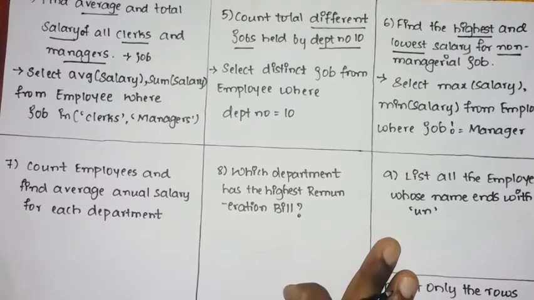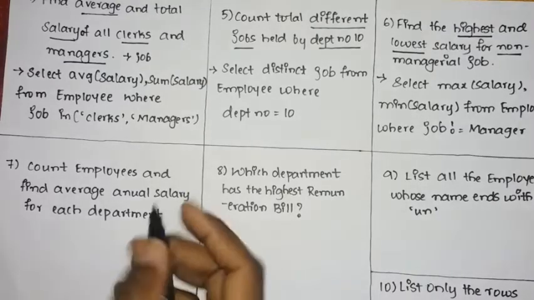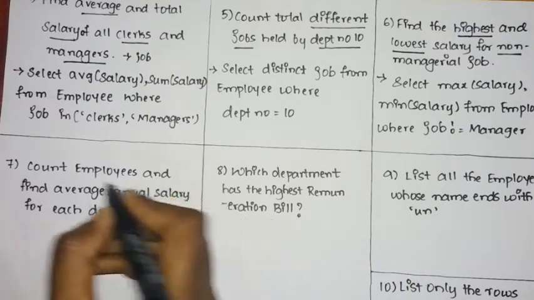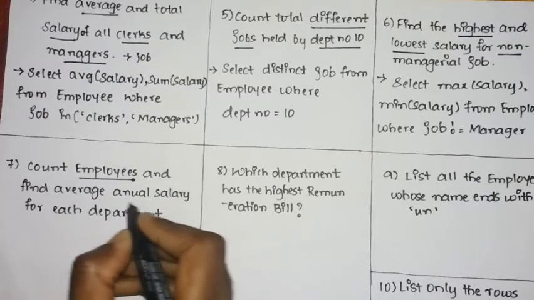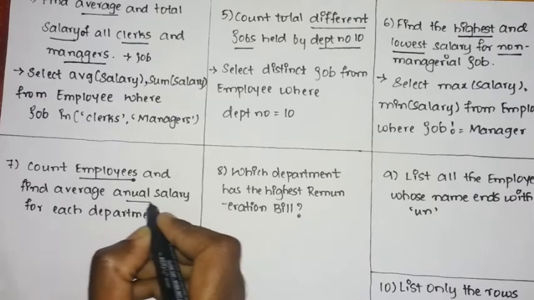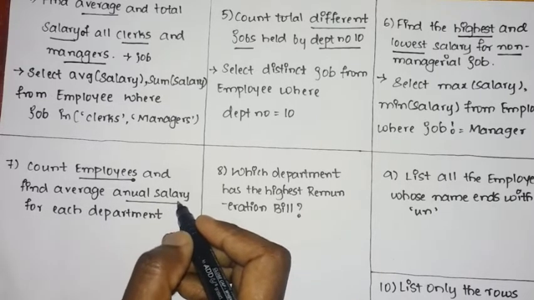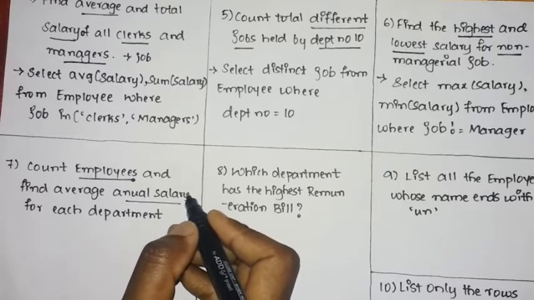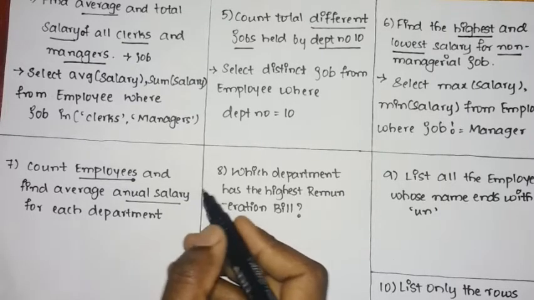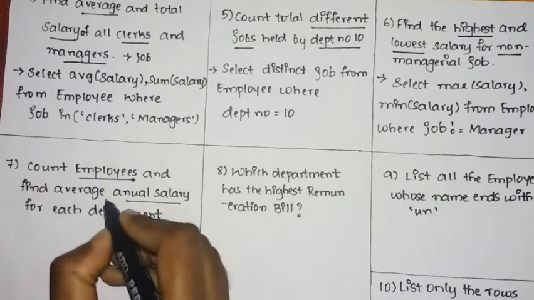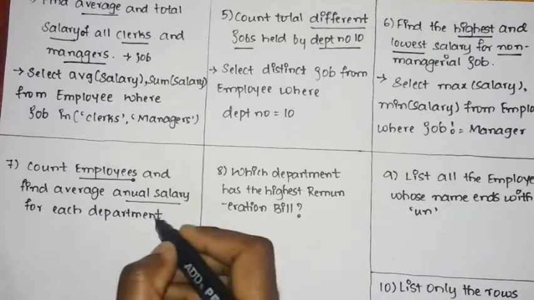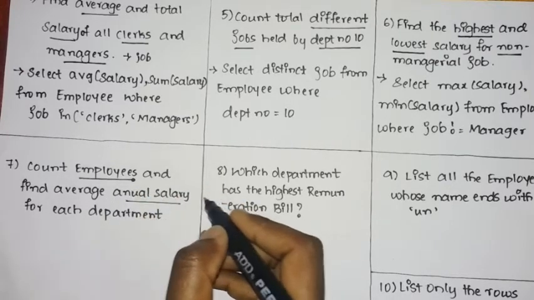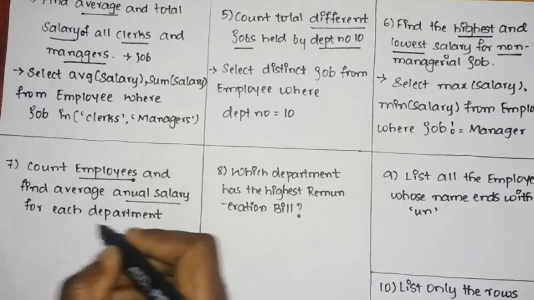The seventh question is to count the employees and find the average annual salary for each department. You need to count the employees, then after that you need to find the annual salary. They give you the annual keyword to confuse you, but annual is nothing but per year salary, so here you are going to calculate the average salary. So find the average annual salary, which means the average of salary you need to find.